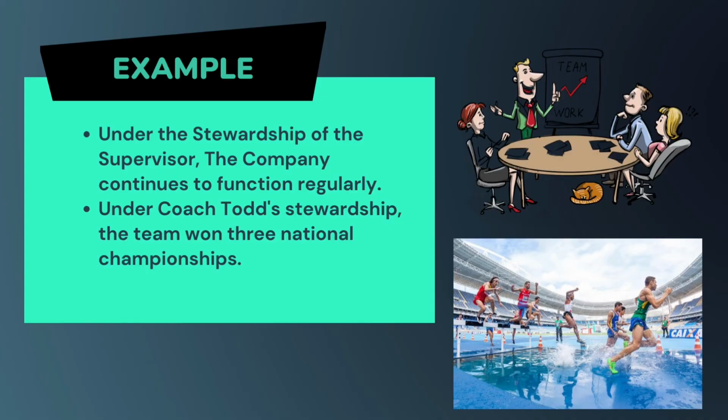The examples are: under the stewardship of the supervisor, the company continues to function regularly. This means under the direction, under the management of the supervisor, the company works regularly without any halts or jolts. You can also see in the illustration a boss is controlling his company or giving direction to his members.